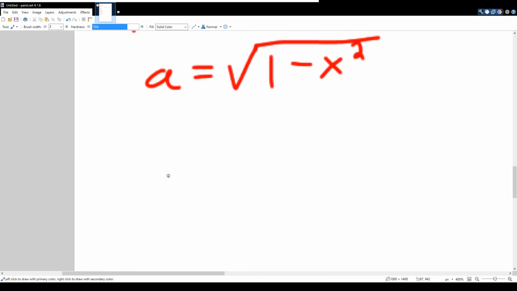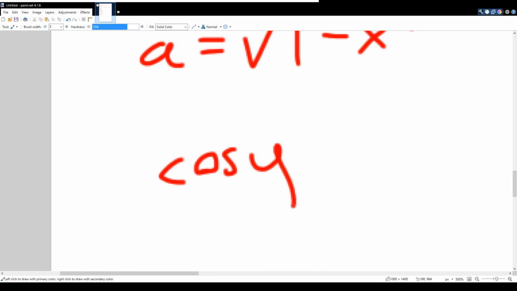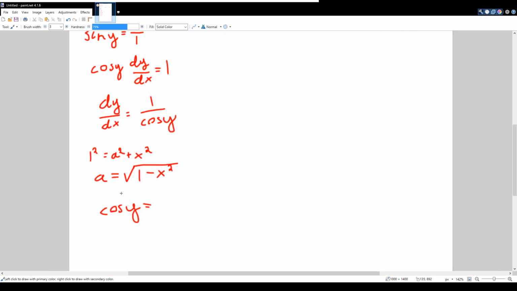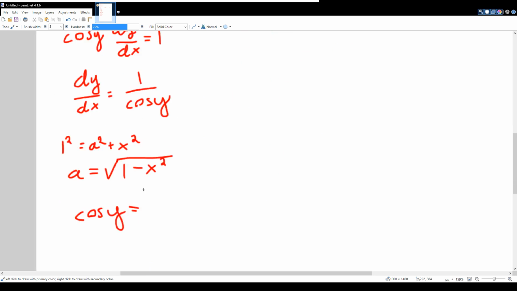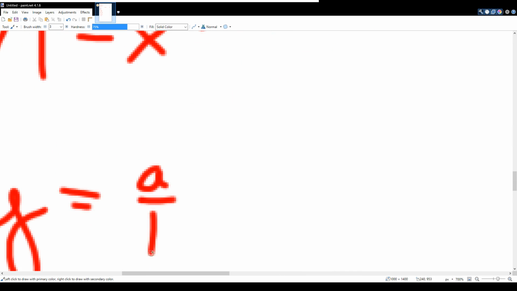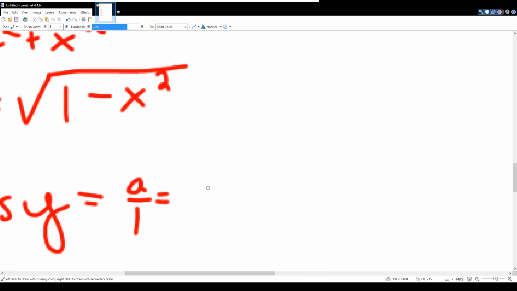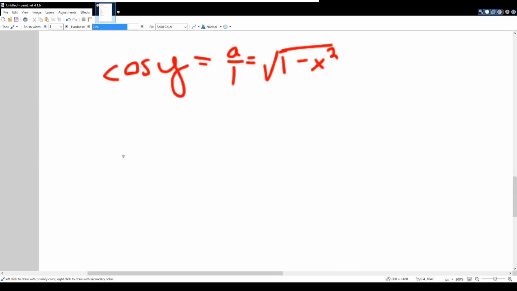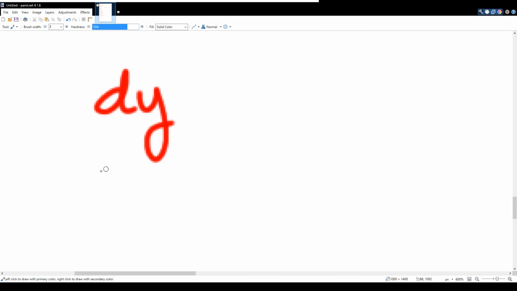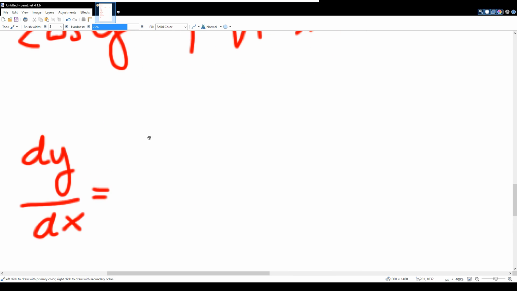So this means that cosine of y is equal to adjacent over hypotenuse, which is going to be a over 1, which is just square root of 1 minus x squared. So we can substitute that expression for cosine of y into the derivative we found earlier and get dy/dx is equal to 1 over square root of 1 minus x squared.